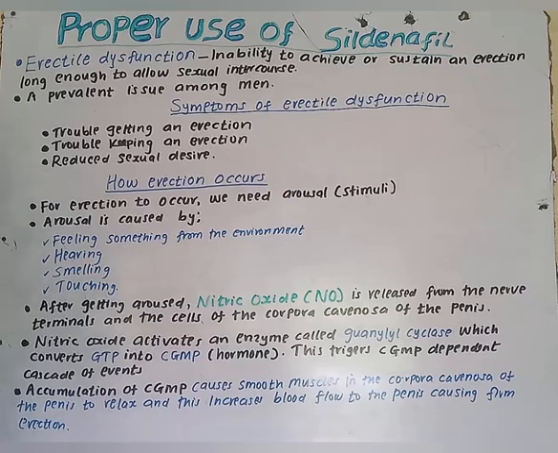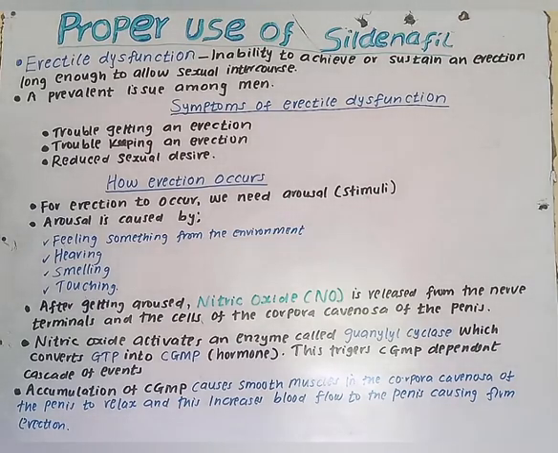How erection occurs. For erection to occur, we need arousal, that is a stimulus. So arousal is caused by feeling something from the environment, hearing, smelling, or touching. After getting aroused, nitric oxide is released from the nerve terminals and the cells of the corpora cavernosa of the penis. Nitric oxide activates an enzyme called guanylate cyclase, which converts GTP into cyclic GMP, which is a hormone.